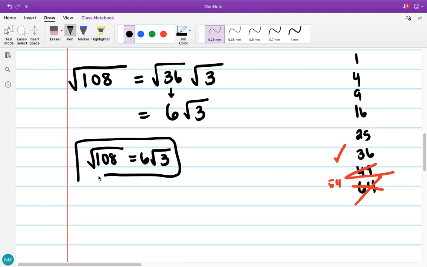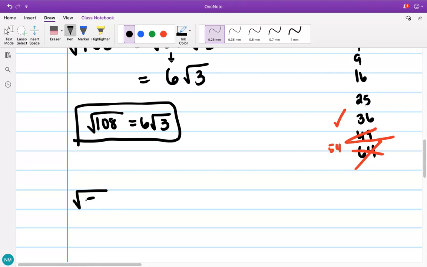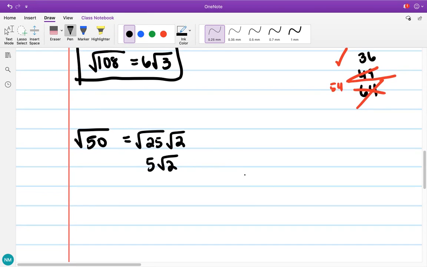So these get a lot easier as you get used to them and as you really get to know your perfect squares. Like if you look at something like the square root of 50, super easy, because half of it is 25. So this is 25 and 2, which is 5 root 2, right?